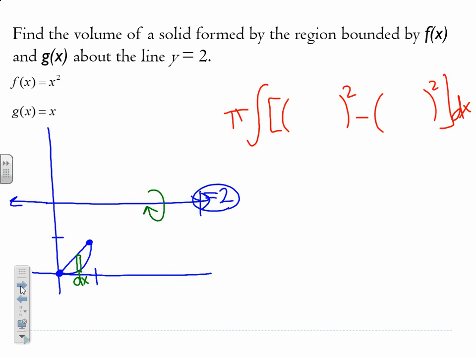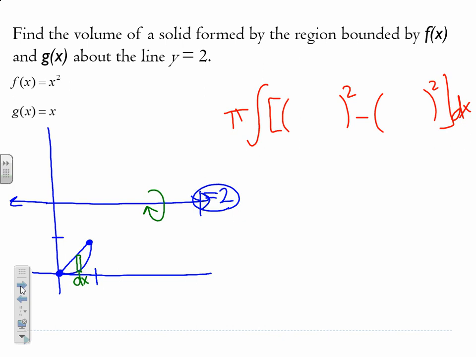Do you have a question or an idea? Would the outer radius be the functions minus each other, and then the inner radius be the 2? It is actually not. This is what we have to think about. The functions subtracting each other really mean nothing right now.